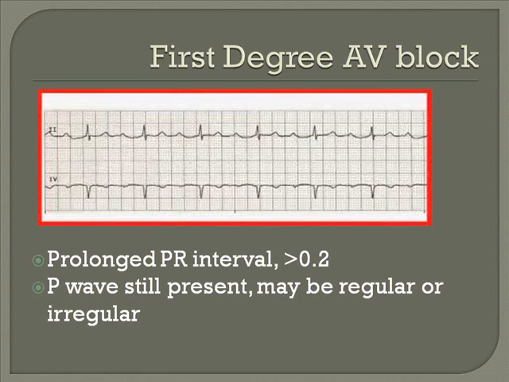This first one is called first degree AV block. It's defined by a long PR interval. Normal, as you remember, is 0.12 to 0.20 seconds. This one is longer, more than 0.2. Its P waves are still present, and they still occur regularly. Well, I suppose if it was a sinus arrhythmia as well, it could be irregular. But we do have a P wave, and when we measure the PR interval for each complex, we'll notice that it is essentially the same for each one.